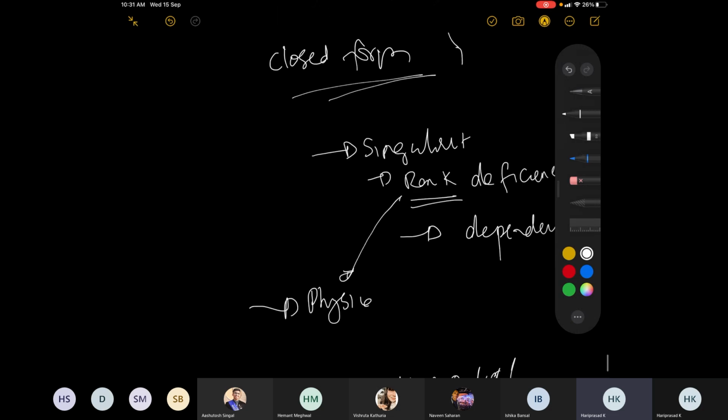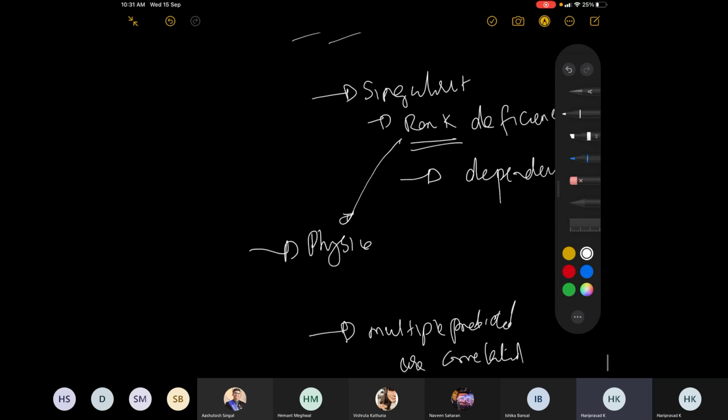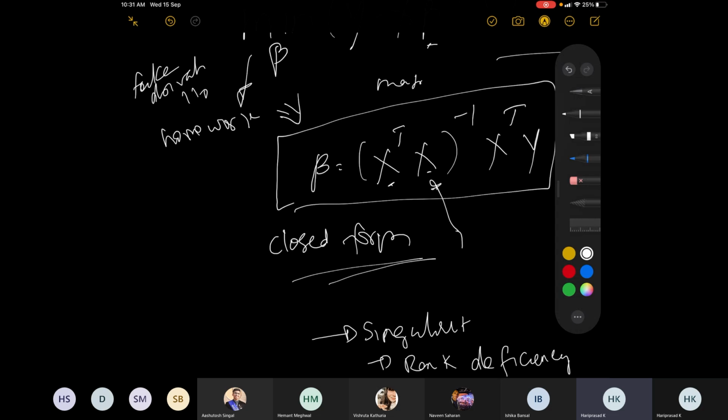Okay, so we are not going beyond this. There are iterative ways of finding the regression. Yes, it is. So this is basically due to this danger: if this becomes the non-existence of the inverse, or singularity, that would be the problem.